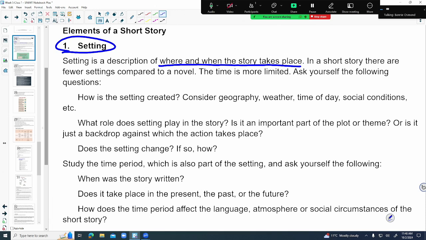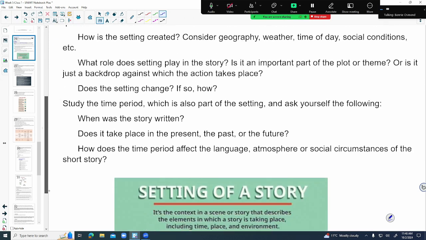The next thing you want to ask yourself is, what role does the setting play in the story? Is it an important part of the plot or theme? For example, someone surviving in the wilderness, then the setting is very important because it's survival in the wilderness. Or is it just a backdrop against which the action takes place? It might not be important at all in the story. Does the setting change? If so, how? Do the characters move from one place to another?